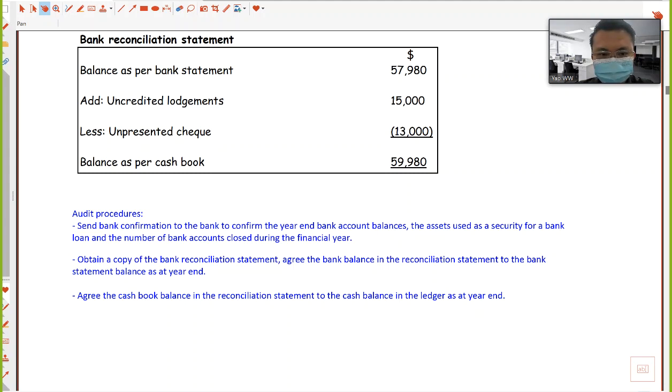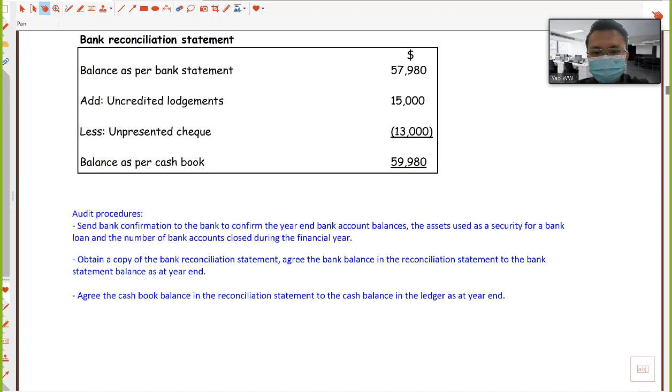Now I want to audit uncredited lodgement. So first of all, we try to understand why in the bank reconciliation we have uncredited lodgement. Money comes in, okay? Money comes in and we have recorded it into the cash book. But the real money is not yet inside the bank statement because of certain delay. So cash book, I have the balance, but bank, I don't have the money. That's why from the bank statement, we add uncredited lodgement.